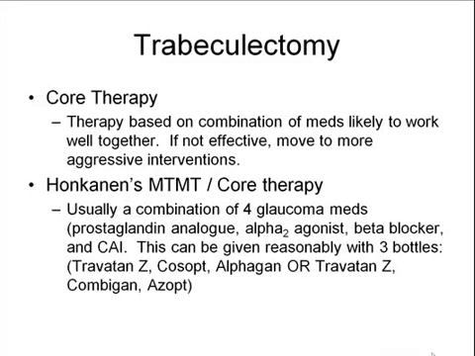For that reason, they've come up with this new therapy, which they call core therapy, which is basically therapy based on a combination of medications likely to work well together, and if it's not appropriate, you move on to more aggressive interventions. But basically, patients will wind up on a combination of typically 3 or 4 IOP lowering medications, and if they fail those, you could call it failed therapy, either with maximal tolerated medical therapy or failed core therapy.